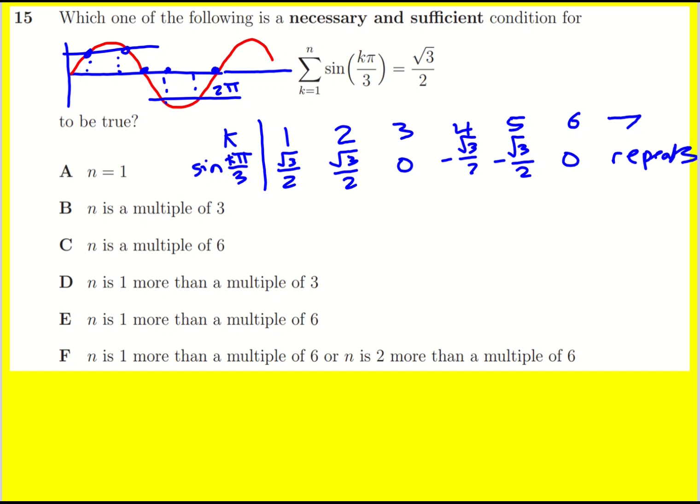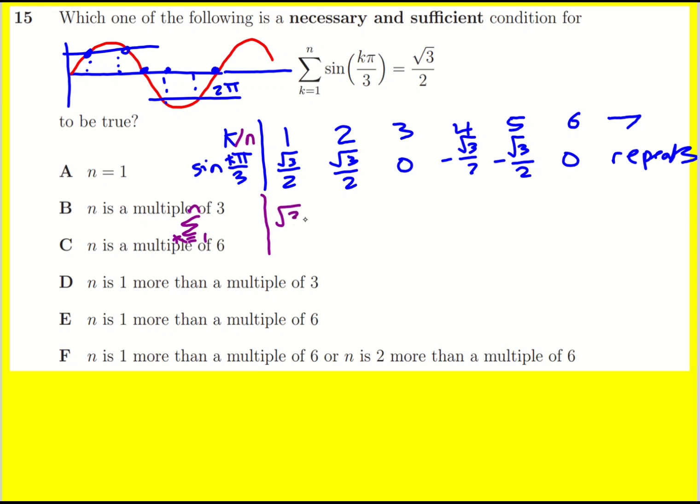Okay, now what we can do is investigate the summation for different values of n. So I've got my sum now from k equals 1 to n. And this is also now going to be my value of n. So I'm kind of combining this table.